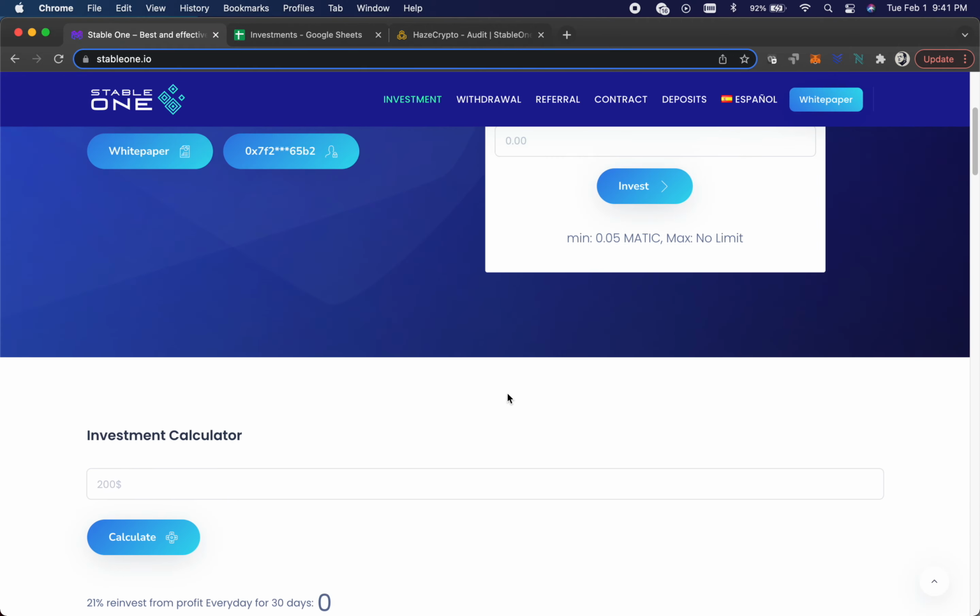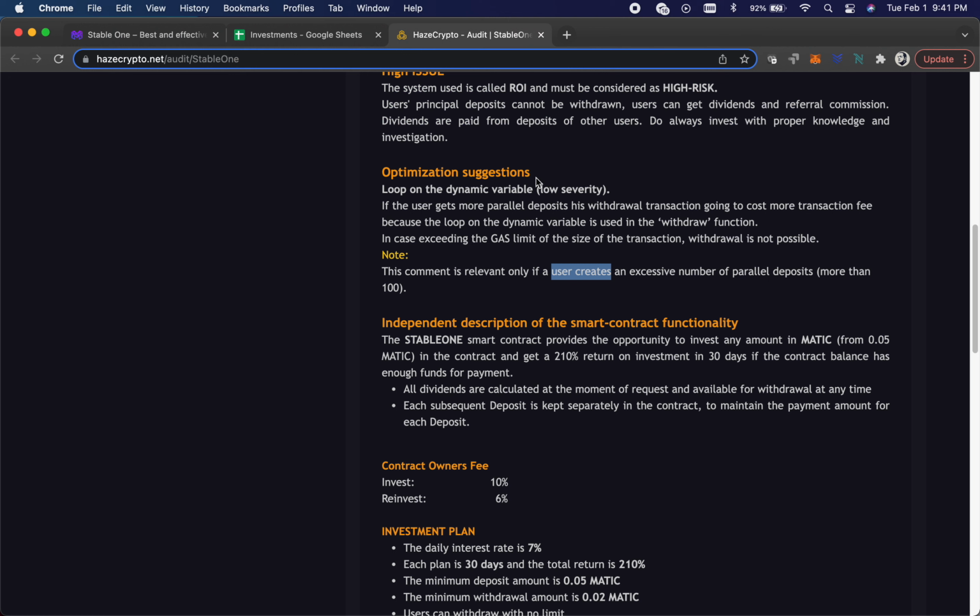Now, the problem with that is when we look at the audit that was done, there's kind of a warning here. There's an optimization suggestion, and it says low severity. But I think this was a very isolated test when they did this, and they didn't compare this with what the code would create in number of deposits.